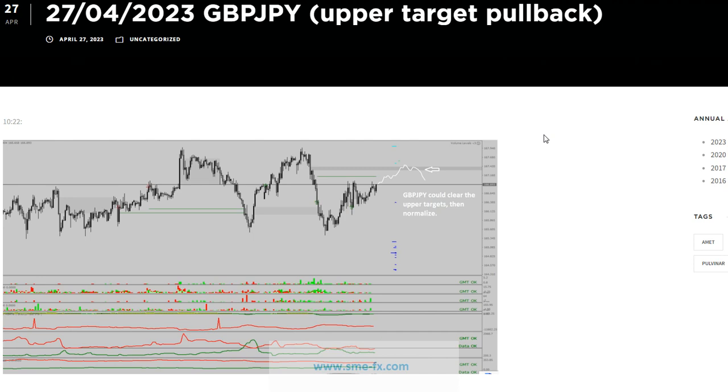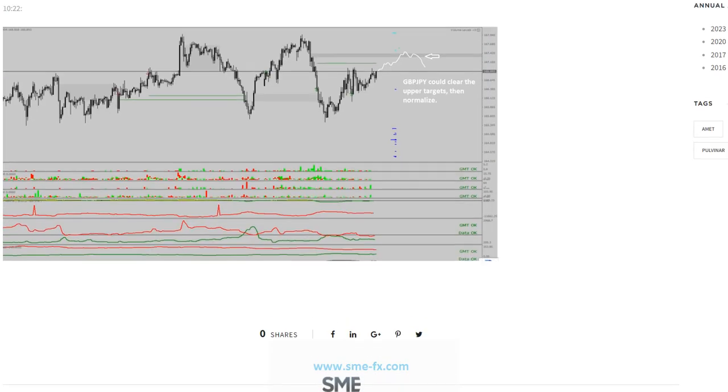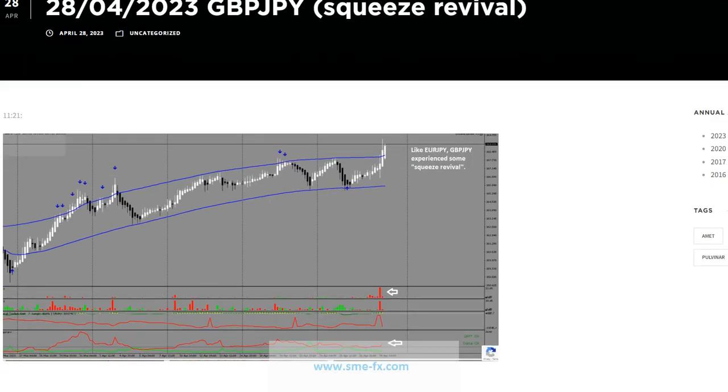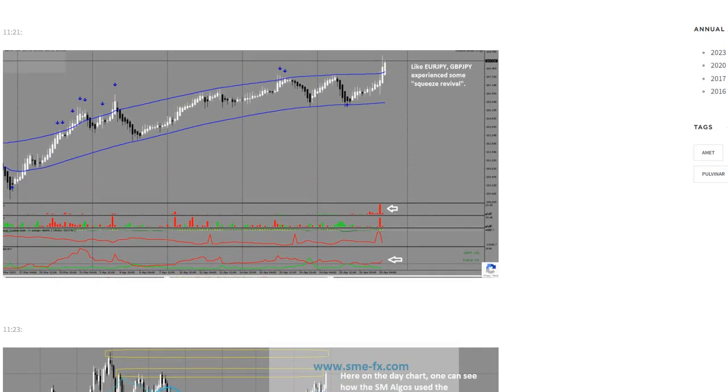Okay, so let's start with pound yen. Here on the 27th of April, I wrote pound yen could clear the upper targets and normalize. Okay, so we had an MTS above the price at 10:22 in the morning and an order gap zone. And what happened is, not only did it take the upper targets as expected, but it went into a complete up move based on the fact that we have shorties while we have squeeze energy.